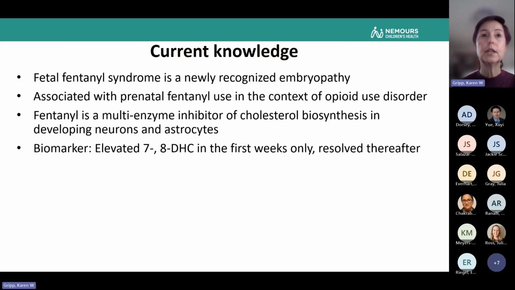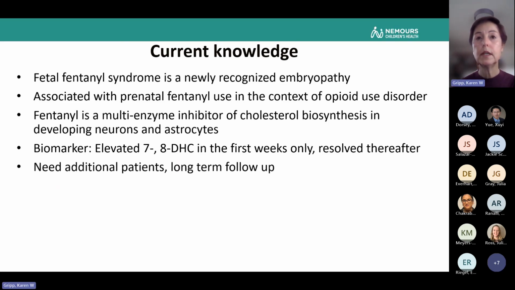And for this particular phenotype in patients, we have a biomarker. When you look at these neonates really early on, you can find the elevated 7 and 8 dehydrocholesterol in their blood. So that would be a reflection of the abnormality of the cholesterol synthesis defect during pregnancy. So this is, I think, really unique that you have a biomarker for an embryopathy that's caused by a teratogen. Obviously, we need a lot more information and more follow-up.